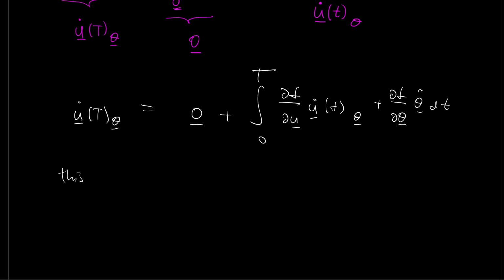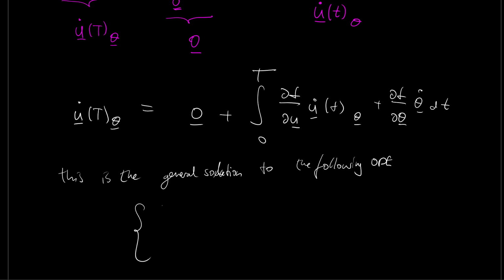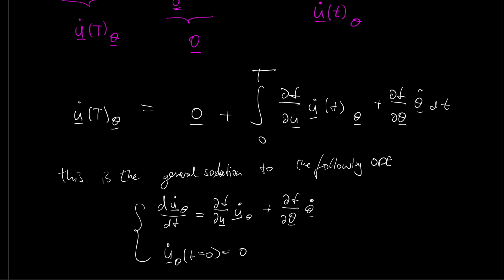So let's write this down. This is the general solution to the following ODE. And this ODE looks like this: the derivative of u dot, the contribution from theta, by dt is equal to the Jacobian of f with respect to u multiplied with u dot, the contribution from theta, plus the derivative of f with respect to theta, so another Jacobian, multiplied with theta dot. And as an initial condition we have the zero vector. So u dot theta at time equals 0 is the zero vector.